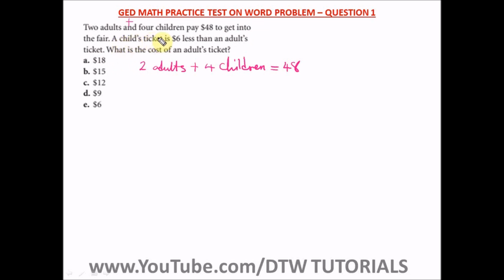Now the next statement says a child's ticket is $6 less than an adult's ticket. So it means child's ticket is equal to adult ticket minus 6. This is what the statement means. Whatever the adult's ticket is, you will have to subtract 6, because it said 6 less than. If it was more than, then we would do an addition. But this is less than, so it is the adult ticket minus 6. Now the question asks us, what is the cost of an adult's ticket? So we have to find the cost of an adult ticket.